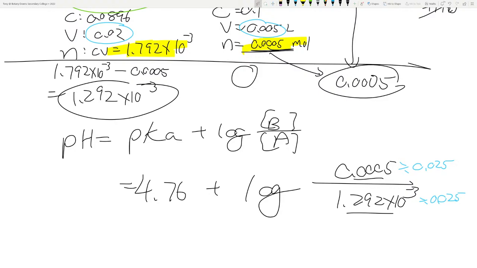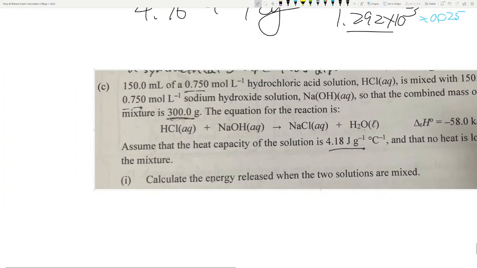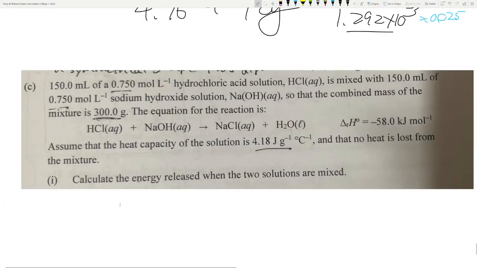All right, so what is this? What is the sorcery that Tiana Wu has just sent me? What is this question? Oh my god. Alright, so what is this? 150 mL of 0.75 HCl mixes with 150 mL. So the combined mass is 300. Okay, I just look at the question here.